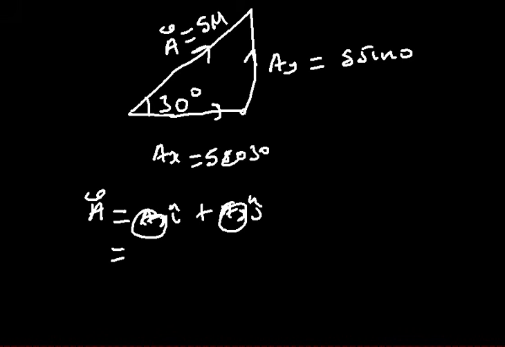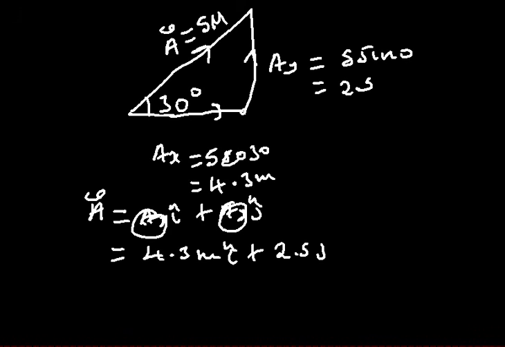5 times cos 30, that would be given as 4.3 meters. And 5 times sin 30, that will be given as about 2.5. So in unit vector notation, we'll have it as 4.3 meters i hat plus 2.5 j hat.